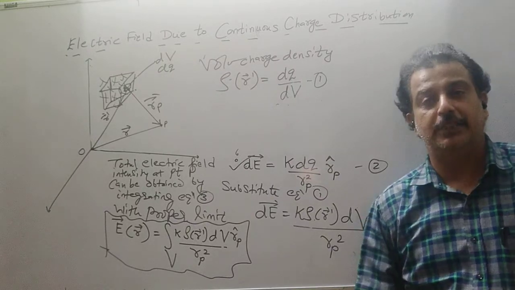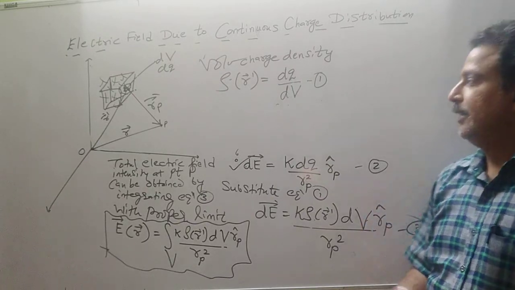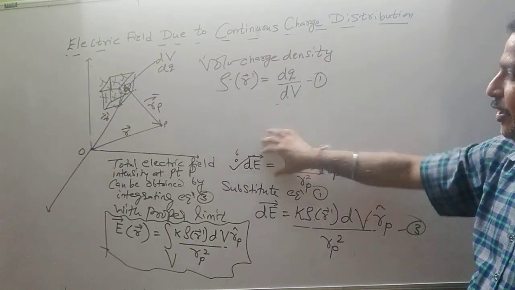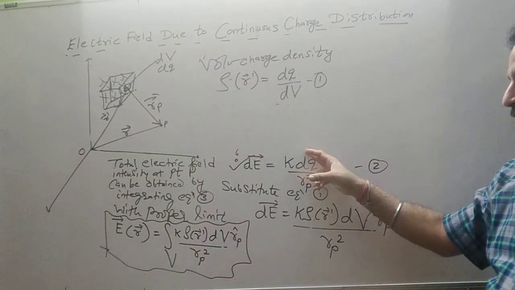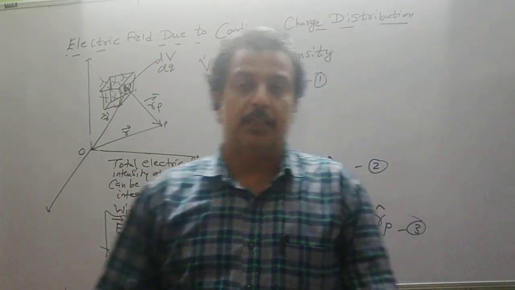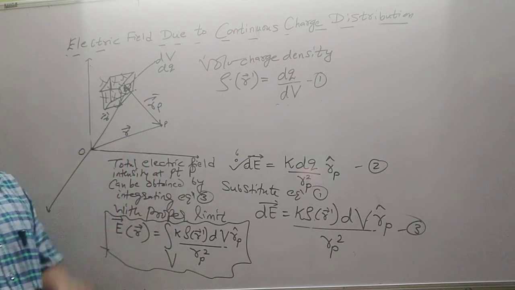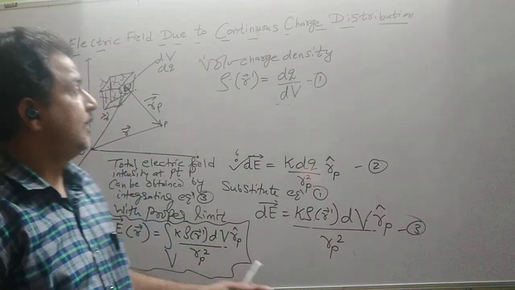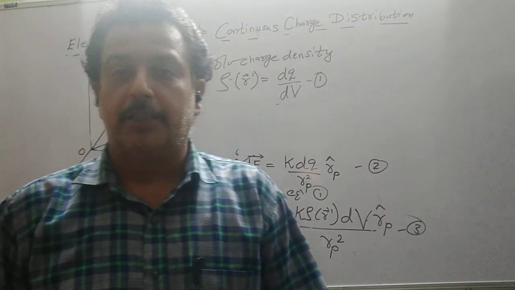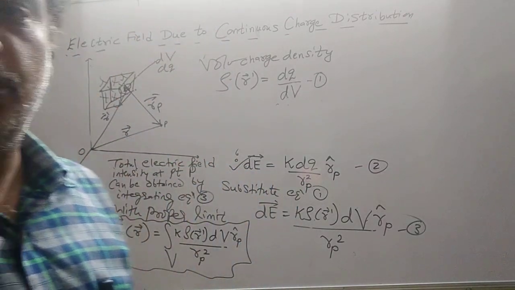line element, surface element or volume element. Then we define the densities, then electric field intensity due to that small element, and then we do the integration and find out the resultant electric field intensity at that point. So this is how we find the electric field intensity due to continuous charge distribution.